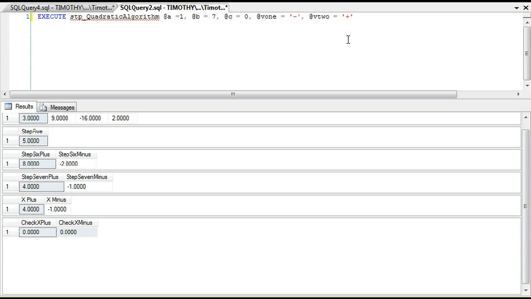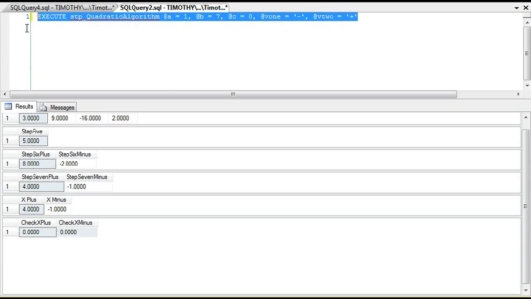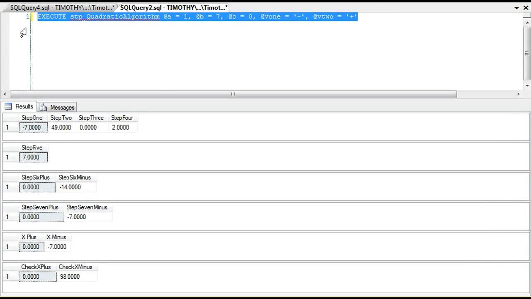And then V1 and V2 are basically the signs between, again, ax squared plus bx plus c. So you have the sign between the ax squared and the bx, which can be either a minus or a plus. And then you have the other one, which is between the bx and the c. It can be a plus or a minus. So in this case, we're going to look at where a equals 1, b equals 7, c equals 0. So basically this equation would be x squared minus 7x.